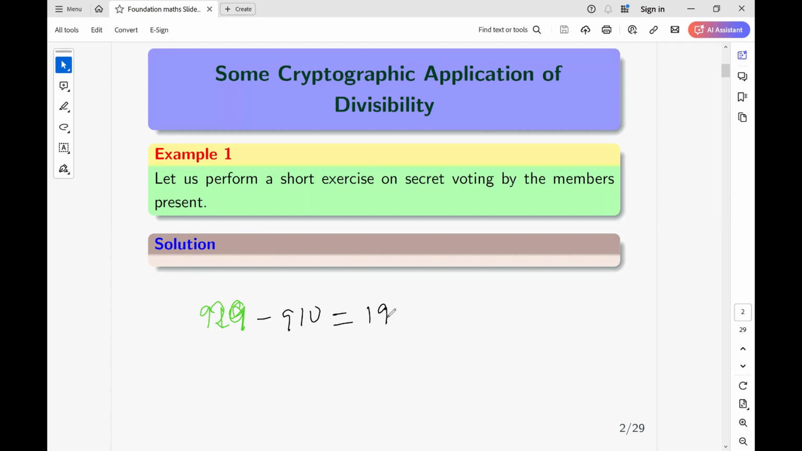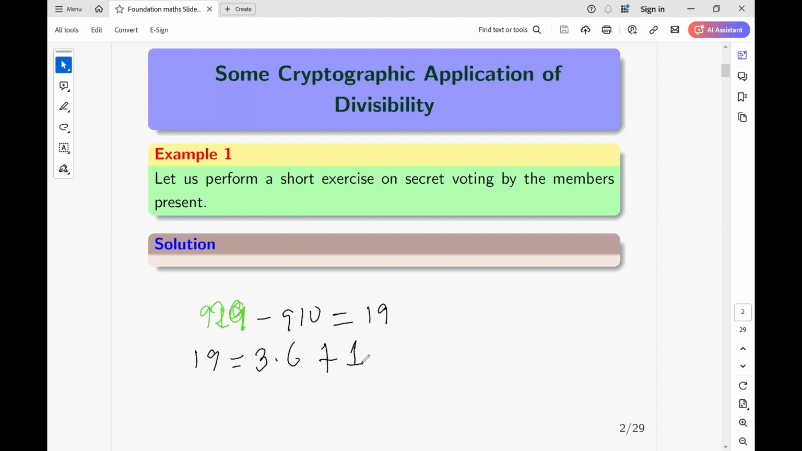Now, we want to know how many people voted yes, and how many people voted no. That's where I want to use the divisibility test. We have 19 votes, and if you are to vote yes, you are voting 6. So I ask myself, 6 into 19, how many times? 6 goes into 19 3 times. The remainder is 1.